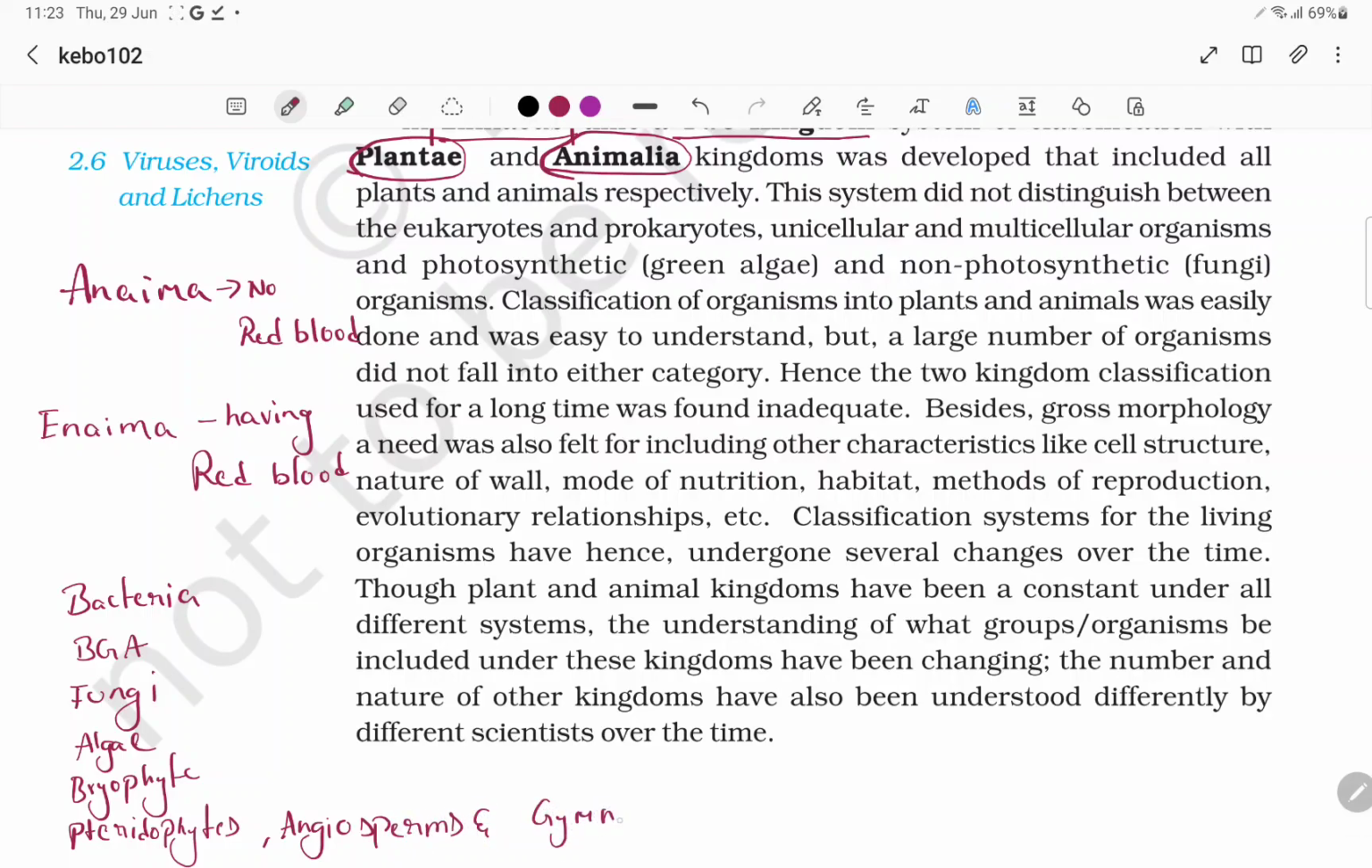Into one category, right? Under animals, he took forward the amoeba, paramecium, into animals, vertebrates, invertebrates.